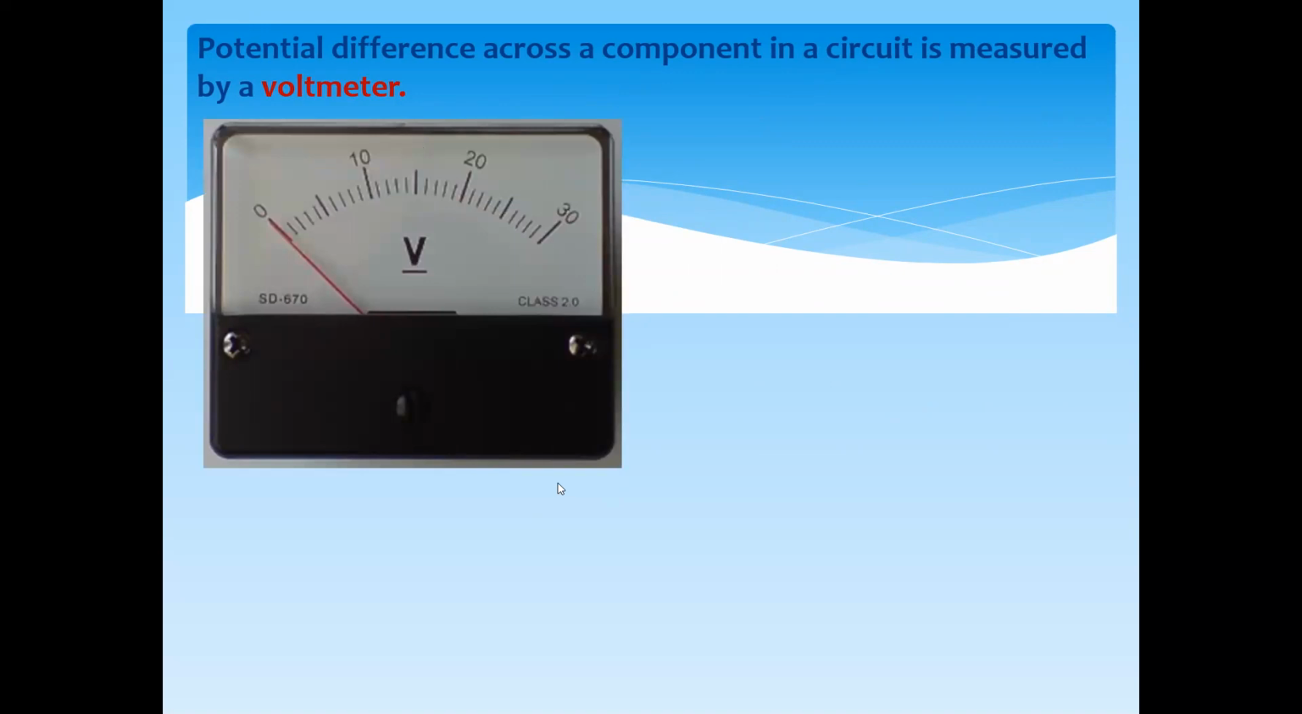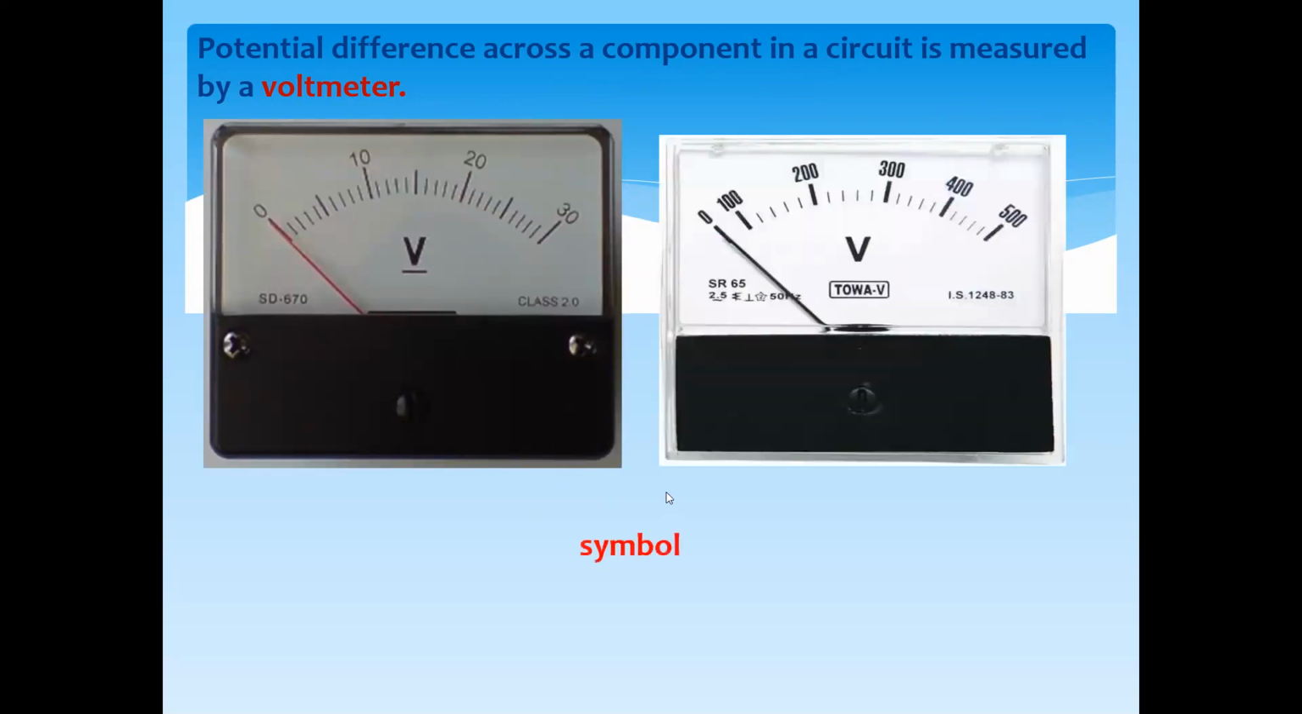If we want to measure a potential difference, we will use a voltmeter. And the circuit symbol for a voltmeter is a circle with the letter V.